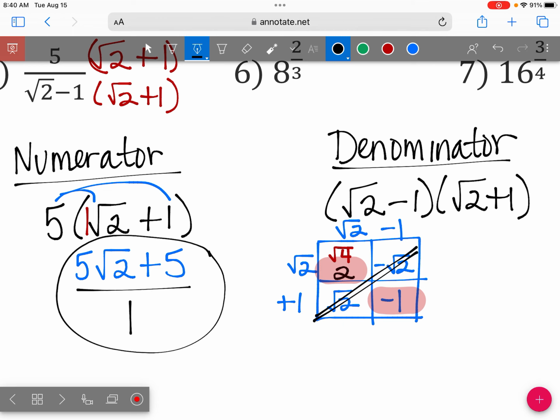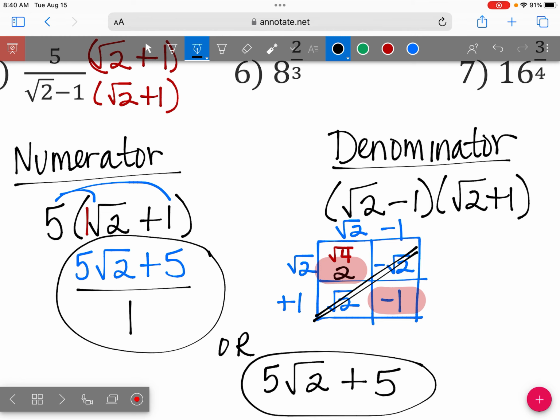But you don't have to. Whenever your denominator is 1, we don't have to write that. So you could also just say 5 root 2 plus 5. So either one of these answers would be perfectly fine on the test. And our goal again for division is to not have a radical in our denominator. Just like with i, we cannot leave that there.